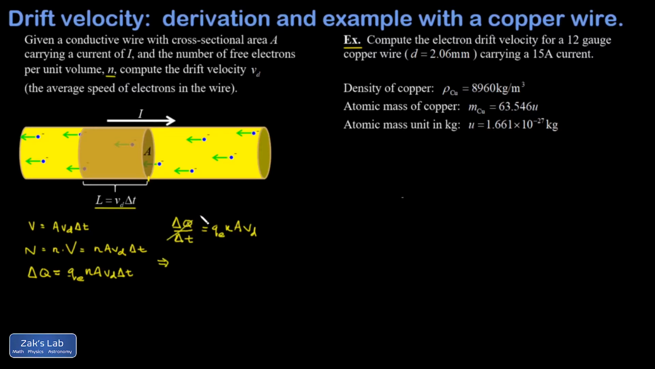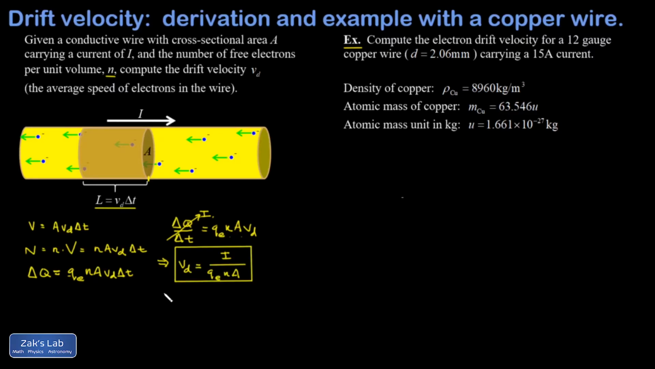And again, I'm going to replace delta Q over delta t with I. That's the coulombs per second current flowing through the wire. So let's solve for v_d. I just divide by q_e times n times A, and I get my drift velocity. So there's the general result.